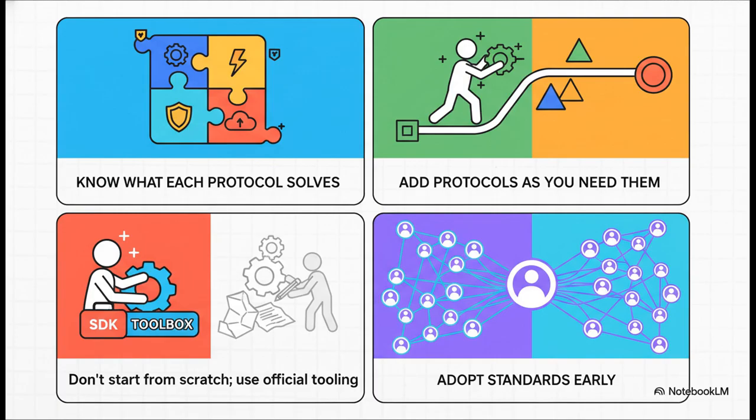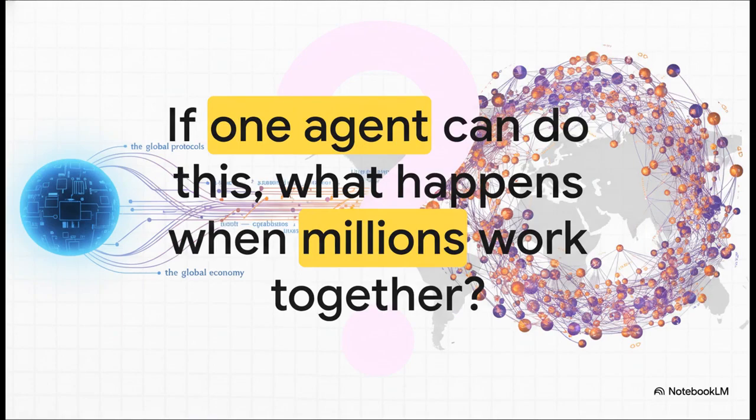Adopting these standards early is what's going to make your agent future-proof and ready to plug into this massive ecosystem that's growing every day. Which really just leaves us with one last kind of mind-blowing question to think about. If a single agent armed with these standard protocols can become this capable, what happens when millions of them start working together across the entire global economy?